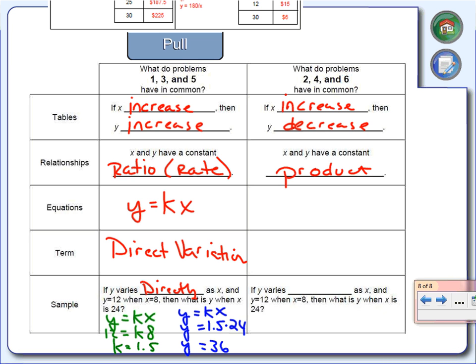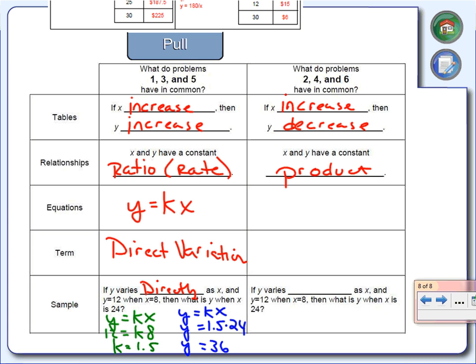Look at number 4. Look at the ordered pairs there. Notice what happens when you multiply 20 times 90. What do you get when you multiply 20 times 90? 1,800. What do you get when you multiply 40 times 45? You get 1,800. What do you get when you multiply 60 times 30? You get 1,800. And so when we're multiplying the two numbers together, the x and the y, we get that constant product.